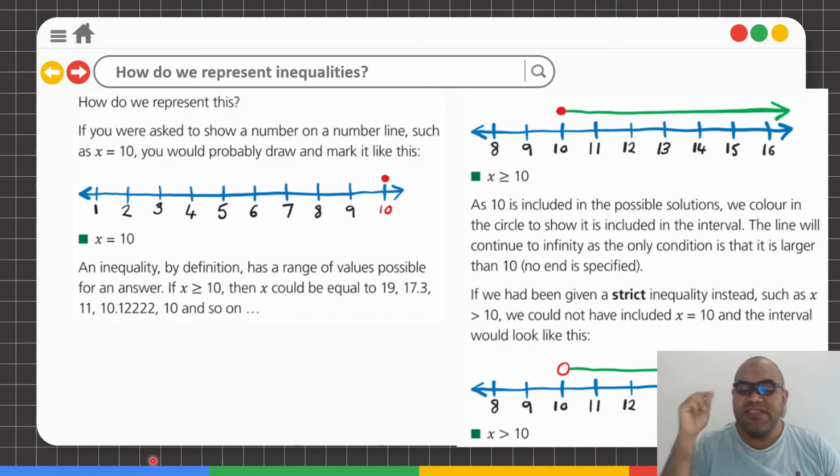And when it's a strict inequality, we have an open circle because the number 10 is not part of the result, and the arrow again moves to the right. I'm looking for numbers greater than 10. Great, guys. This is the method. Do you remember how to do it? It's very simple. It's a one-step equation, but with the addition of understanding the inequality.